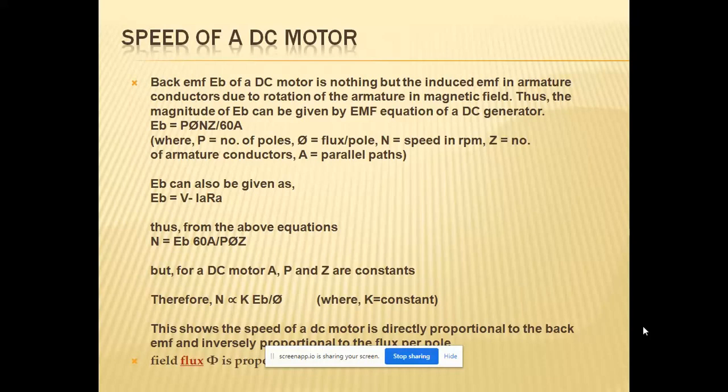But for a DC motor, A, P and Z are constant. That means N varies as K into EB by phi, where K equals constant. This shows the speed of a DC motor is directly proportional to the back EMF and inversely proportional to the flux per pole.